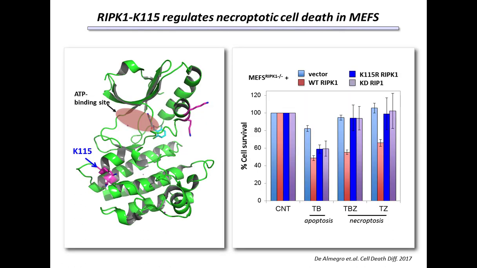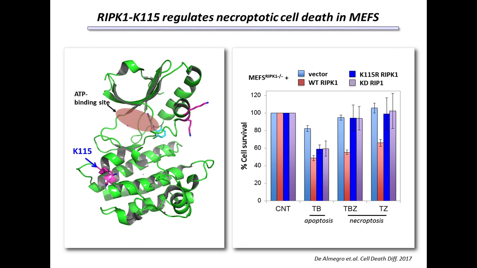Now, where the rubber really hits the road is here, and that is that lysine 115 plays an important role in controlling one of the two cell death pathways. And you can see that on the right-hand side of the slide. In cells that have either wild-type, K115R mutant, or the kinase-dead RIP kinase 1 and are treated with the apoptotic stimulus TB, you can see that each of those different cell groups undergoes cell death through the apoptotic program and shows decrease in cell survival.